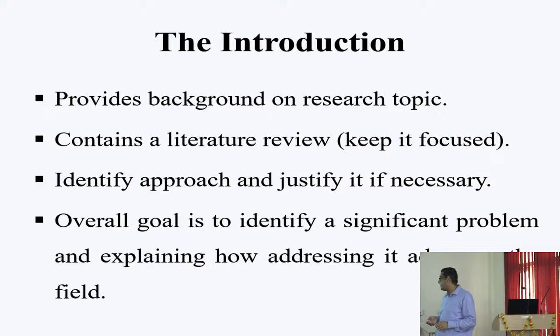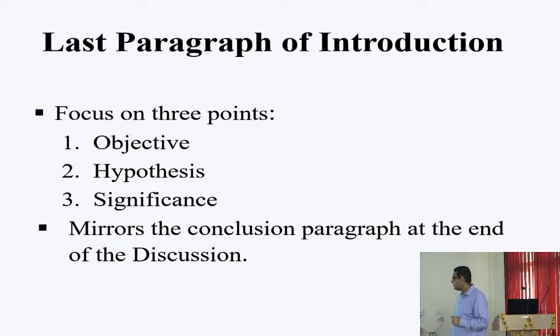Identify, approach and justify if necessary. The overall goal is to identify a significant problem and explain how your research addresses it. Then the last paragraph of the introduction focuses on 3 points. They will read the introduction and go to the last paragraph. Why have you done this research? Nobody has time; I will show you that slide also. So you have to justify the objective, hypothesis and significance of your research. It mirrors the conclusion paragraph at the end of the discussion. This is a mirror image. There you conclude, here you start telling why you wrote this paper and why this research was conducted. So these 3 things are very important.